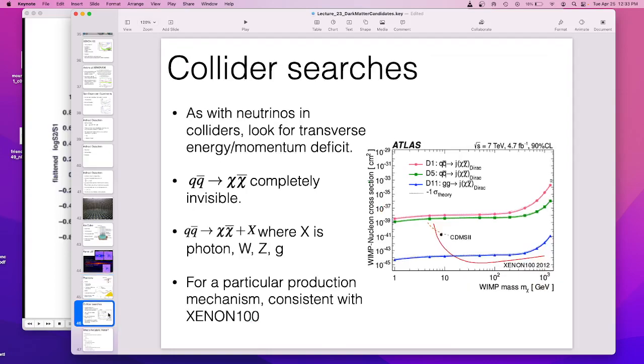And then the last way you can look for dark matter particles is with collider searches. One of the ways this works, the common way this works, is they look for missing momentum.